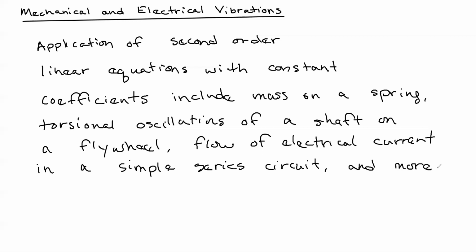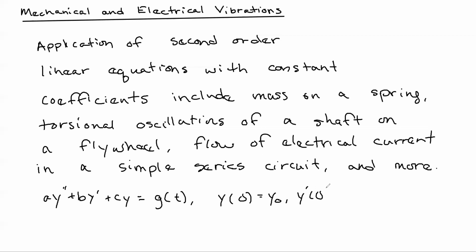All of those problems can be turned into ay double prime plus by prime plus cy equals g of t, where y of 0 equals y naught, where you have initial conditions as well, y prime of 0 equals y naught prime. Okay, so those are all applications that we can use to apply the information that we learned in this chapter.